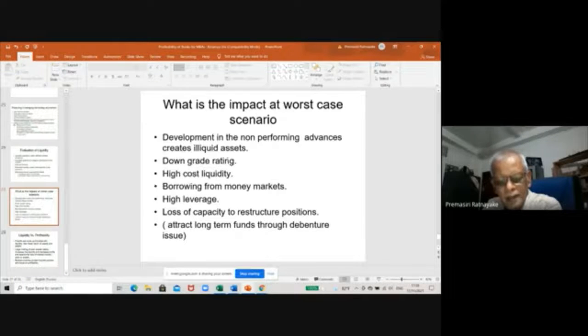Downgrade of rating. High cost liquidity. Borrowing from money markets. High leverage. Loss of capacity to restructure positions. Attract long-term funds through debenture issue.